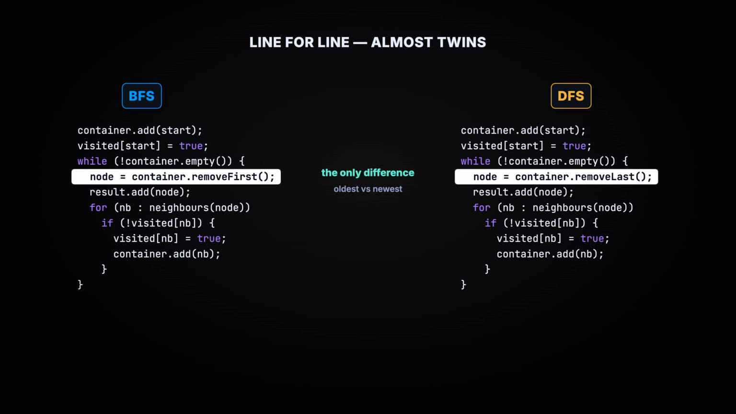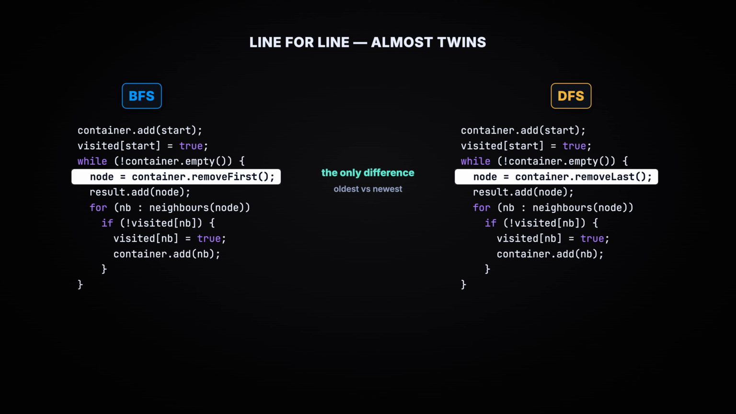BFS always takes the node that has been waiting the longest. DFS always takes the node it added most recently. Oldest first versus newest first. That is the whole story. And that one difference comes down to one data structure.